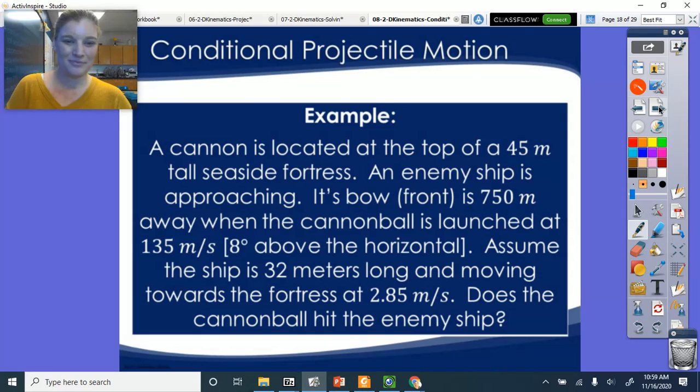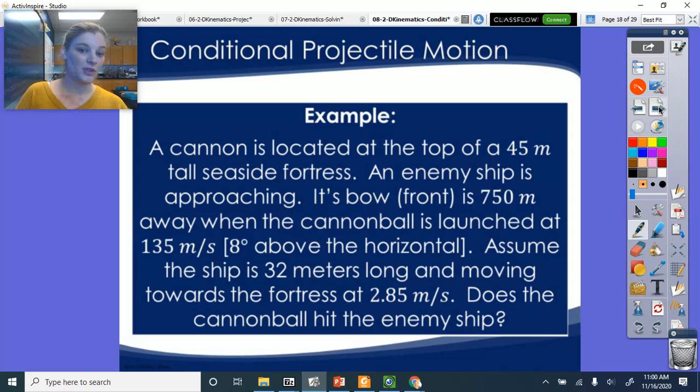So a cannon is located at the top of a 45-meter tall seaside fortress. An enemy ship is approaching, its bow, so the front of the ship, 750 meters away when the cannonball is launched at 135 meters per second at 8 degrees above the horizontal. Assume the ship is 32 meters long and moving toward the fortress at 2.85 meters per second. Does the cannonball hit the enemy ship?